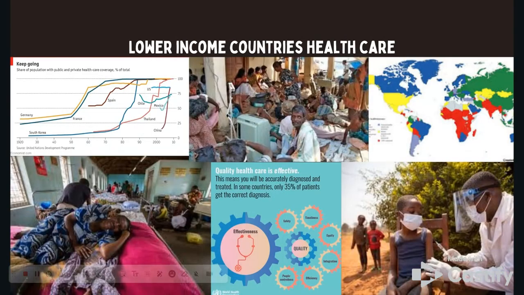These are just some pictures. The top left is showing population with public and private healthcare coverage in percentages. The top middle, bottom left, and bottom right are showing the lack of space, doctors, and medical equipment, and just showing lower income countries. The bottom middle is talking about quality healthcare and being accurately diagnosed. In some countries, only 35% of patients get the correct diagnosis. And then the top right is a picture showing the whole world and how different countries are affected with healthcare.